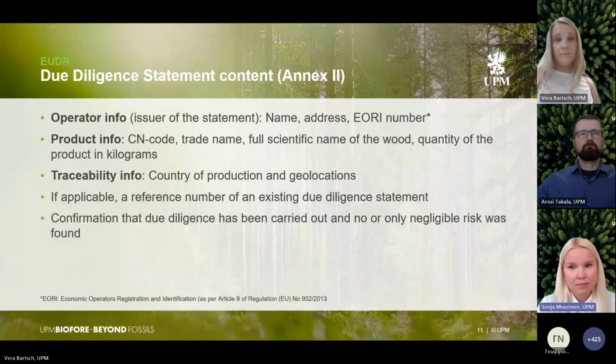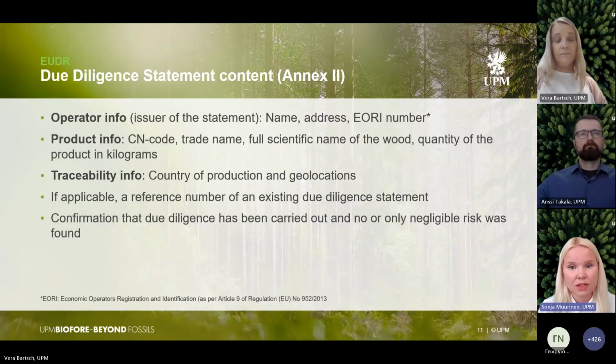As I mentioned previously, we need to create due diligence statements in the TRACES system when selling goods in the EU or exporting them from the EU. Annex 2 of the regulation outlines the information required in these statements. There needs to be information about the operator, also product information, including the CN code, trade name, full scientific name of the wood, and quantity of the product in kilograms. Also, there needs to be traceability info, including the country of production and geolocations of the harvested wood.